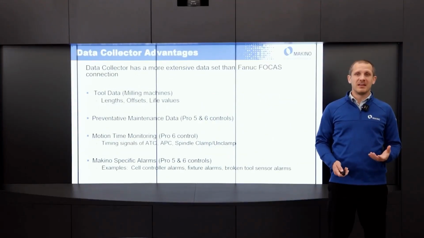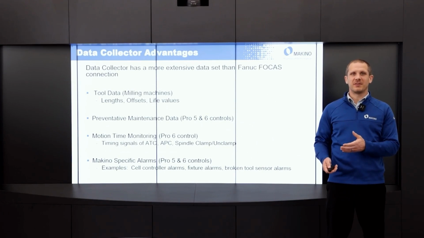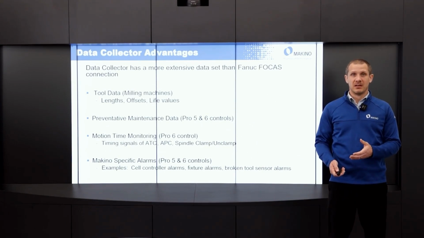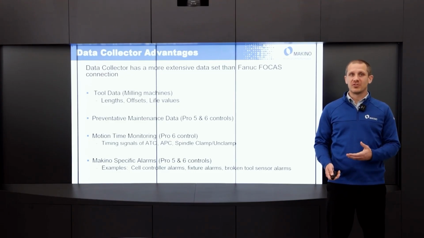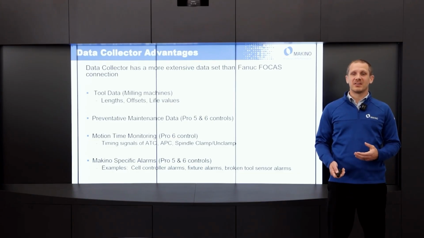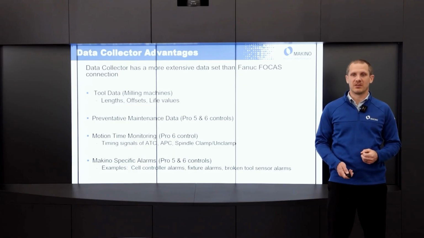One question I get quite a bit is, why can't I just use a FANUC FOCAS connection to read data from the machine? The reason is that while Makino is a FANUC control, Makino adds a layer of Makino-specific functionality on top of that. These data points simply aren't exposed through FANUC FOCAS. That includes things like tool data, preventative maintenance information, motion time monitoring, and Makino-specific alarms. Access to that richer, Makino-specific data is only available through the Data Collector.